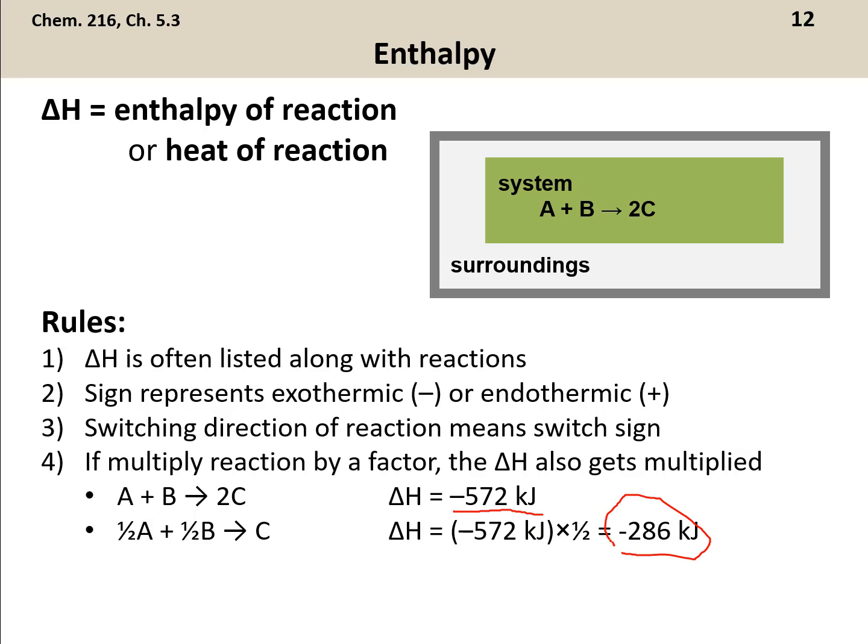This is the same as if I have 1 log on the fire, I'm going to get this much heat. If I put 2 logs on the fire, I'll get twice as much. If I only had 1, I'd have half as much. And if I were to double it to 2A plus 2B, I would get twice as much, so negative 1144.